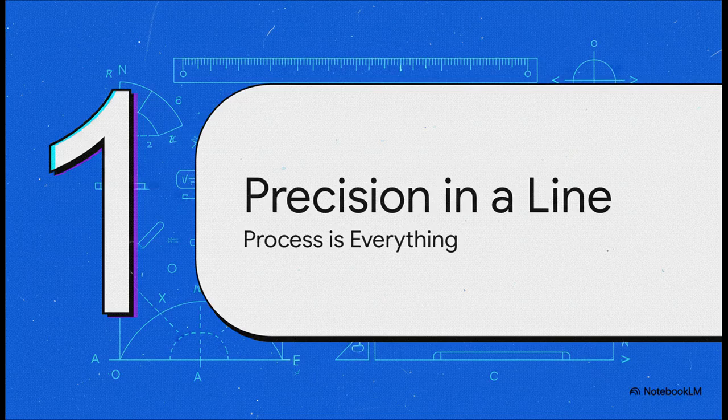All right, let's start with something we've all seen before. A simple line, an equation you've probably solved 100 times. But here's the thing. The real lesson isn't about getting the right answer. It's all about the process. Because with a line, precision is everything. You make one wrong move, and the whole thing just falls apart.